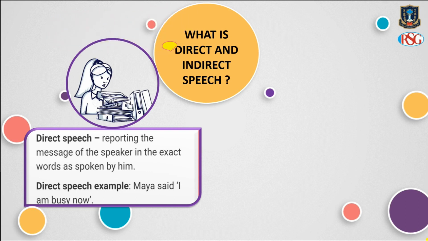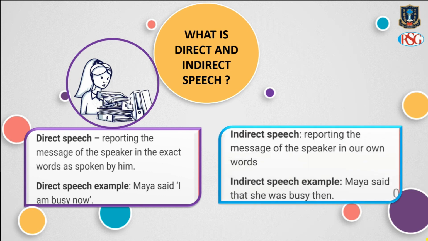In direct speech, we quote the speech of the speaker, and the speech is usually quoted within inverted commas. So that is direct speech, reporting the message of the speaker in the exact words as spoken by him or her. Always remember, direct speeches are always quoted within inverted commas, and the exact words of the speaker are used. And indirect speech is reporting the message of the speaker in our own language, in our own words.